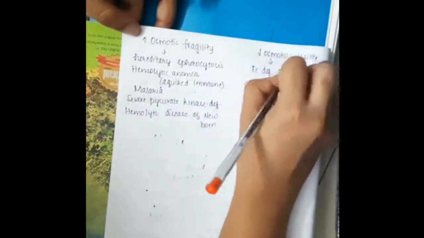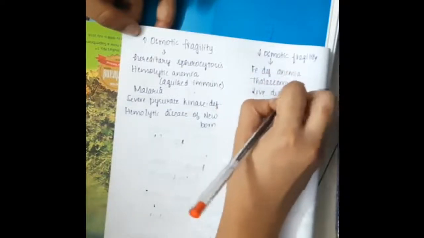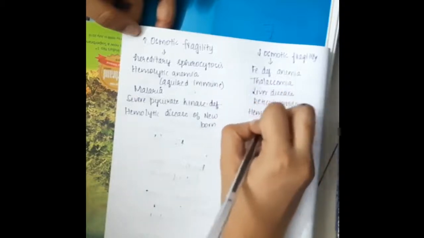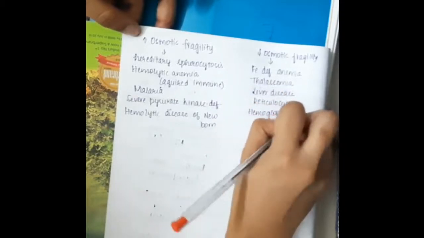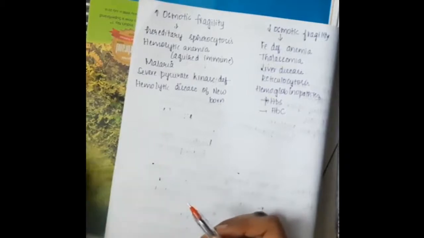The diseases which decrease osmotic fragility are iron deficiency anemia, thalassemia, liver disease, reticulocytosis, and hemoglobinopathies like HbS and HbC. So these are the conditions where you see increased osmotic fragility and decreased osmotic fragility.